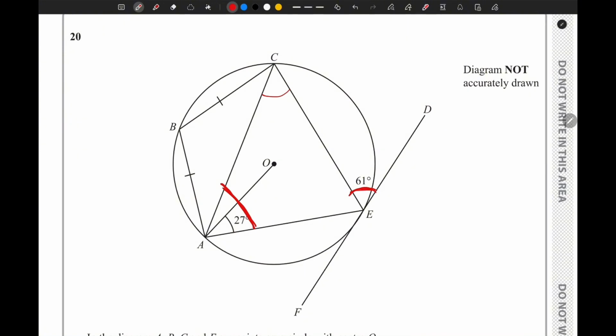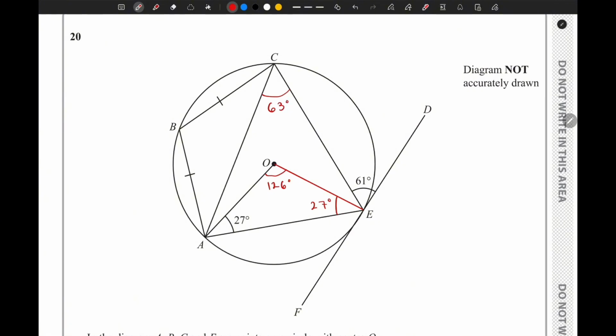But we can do this in a different way. It's a much easier way. If you draw a straight line in this part, this is also 27 degrees. This angle will be 180 minus twice of 27, which is 126 degrees. So this will be the half of the angle at the center. So 126 degrees divided by 2, which is 63 degrees.